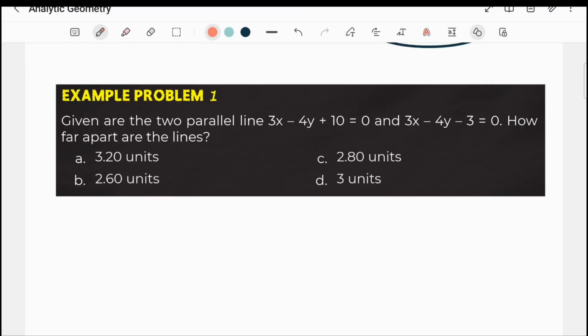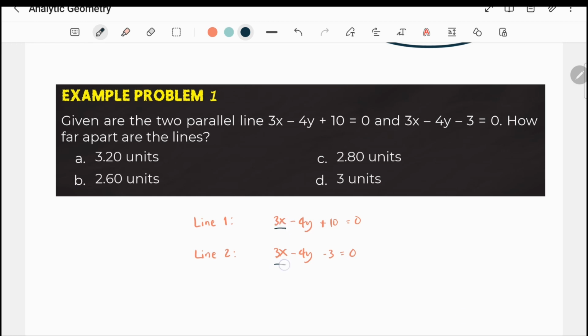Okay, so una natin gawin guys is, of course, kailangan nating malaman kung ito nga bang dalawang to ay parallel lines. So ano nga ulit yung ating equations? Yung ating line 1, first line is 3x minus 4y plus 10 equals to 0. Yung ating second line, yung kanyang equation is 3x minus 4y minus 3 equals to 0.